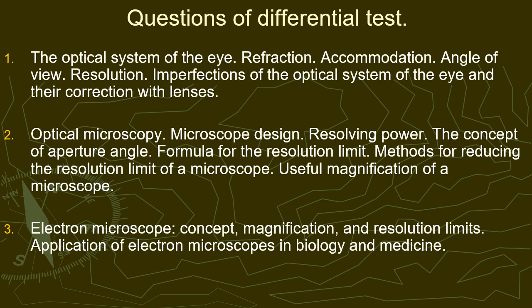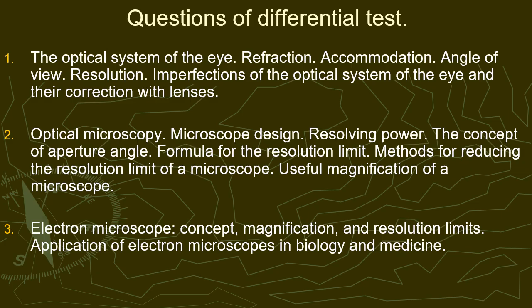So, according to tradition, we consider the issues that we have submitted for differentiated credit. That is, 3 questions. This is the optical system of the eye. The first thing that we are going to consider today is also the disadvantages of the optical system of the eye, the resolution of the optical system of the eye. In addition, we also consider optical microscopy, image formation using a microscope, how to reduce the resolution limit, increase the resolution.